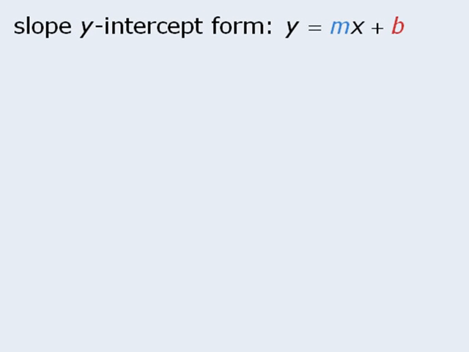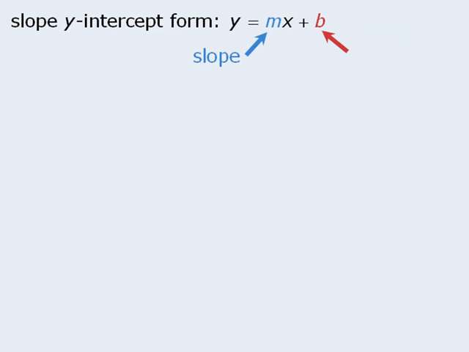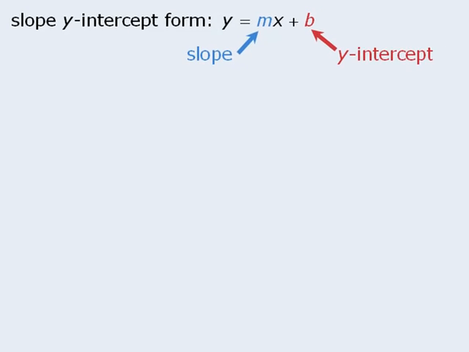When we are given an equation in this form, we immediately know two things about the corresponding line. First, the coefficient of x, which we'll call m, tells us the slope of the line. And second, the constant term at the end, which we'll call b, tells us the y-intercept of the line.